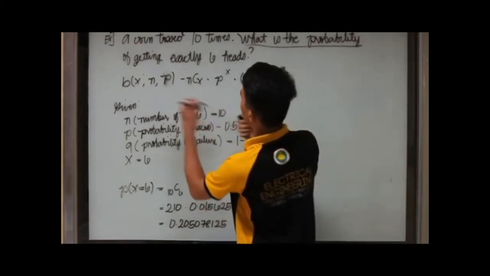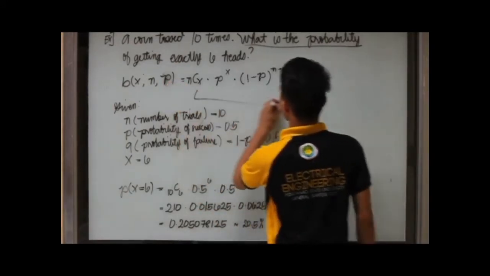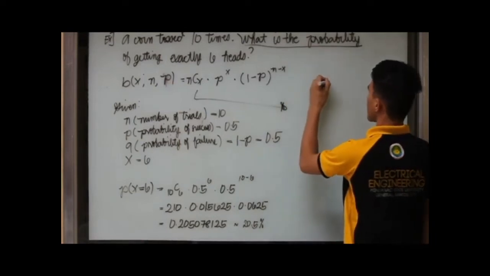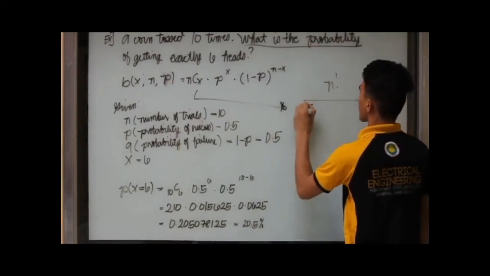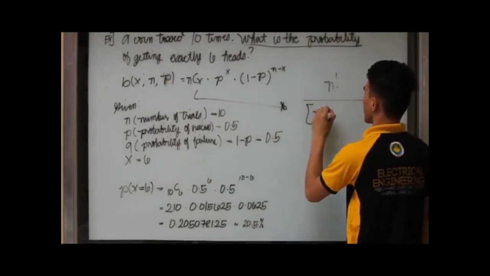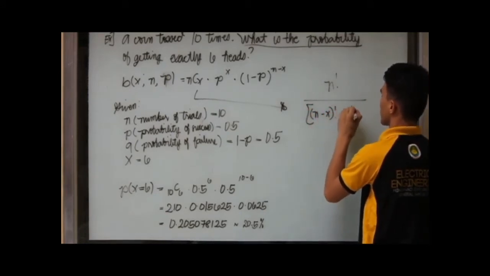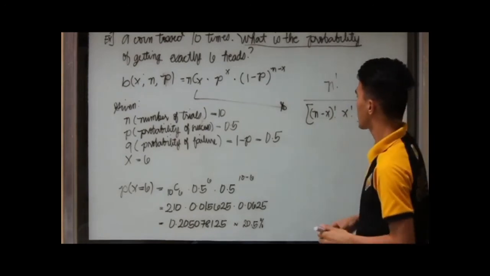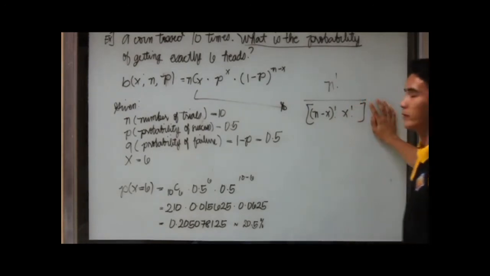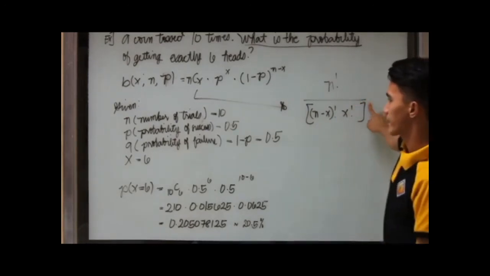So we can simply say that nCx here is just the same as in the previous formula we used. That's all.